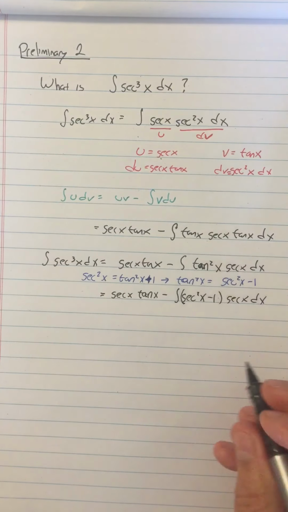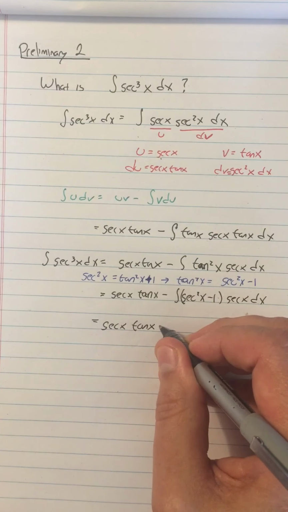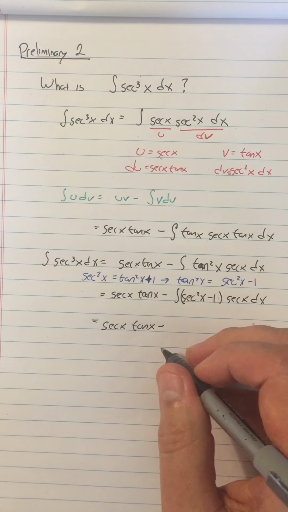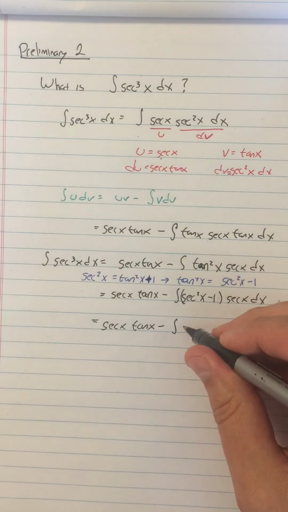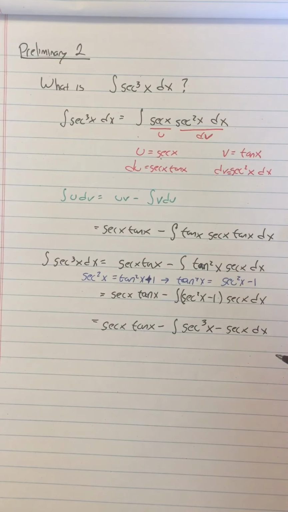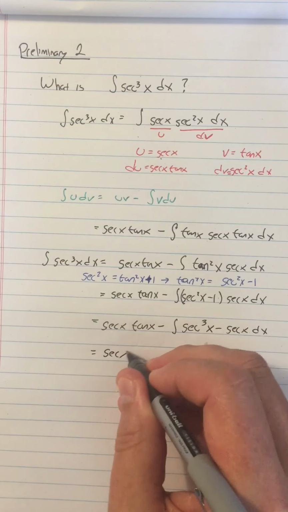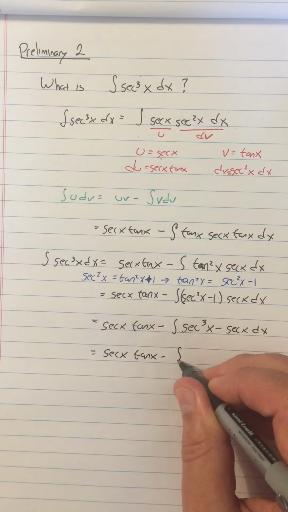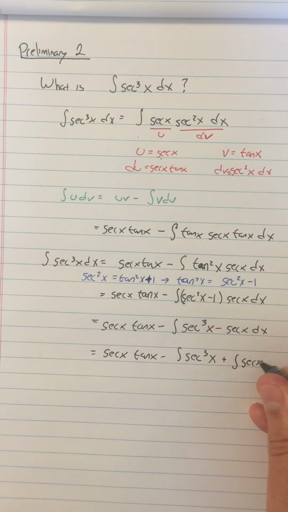I'm going to distribute the secant x back. And so now I've got secant x tan x minus the integral of, I guess I split these out of my notes, but I'm going to do it in 2 steps, secant cubed x minus secant x dx. So now I'm going to split this integral up a little bit. So I have equals secant x tan x minus integral of secant cubed x. And then since I have minus minus, it's going to be plus integral of secant x dx.